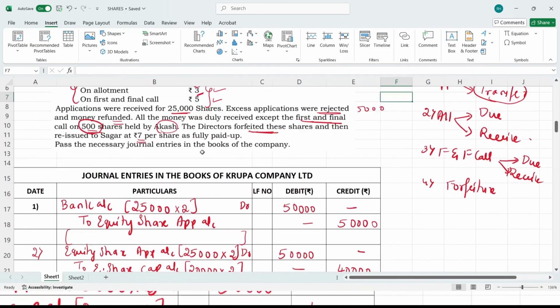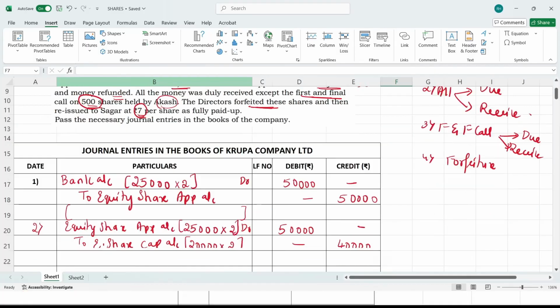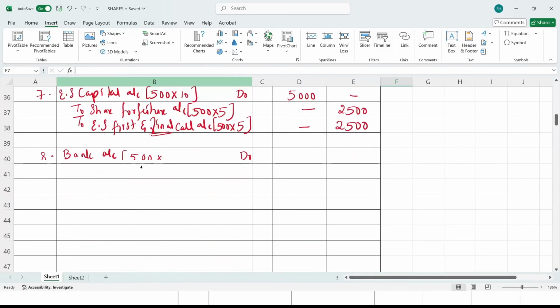For how much are you selling it back to Sagar? You are selling it at 7 rupees. So take that 7 rupees here. 500 into 7. Here also 500 into, 500 into. But what is the total price of that share? The total price of that share is 10 rupees. In the capital, take the face value. 10 minus 7 is 3. 3 you write it here.